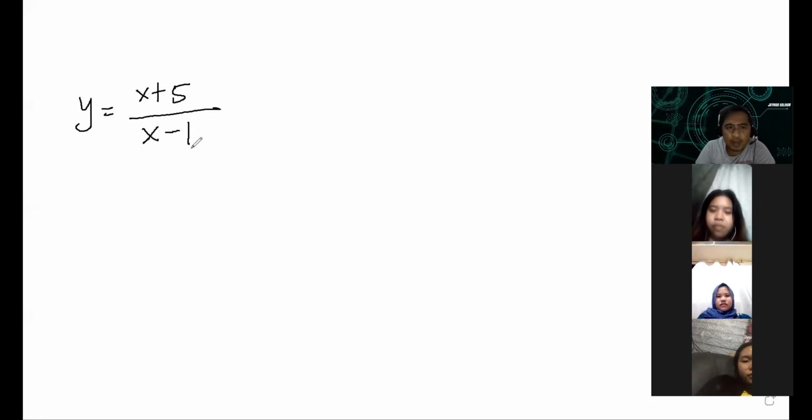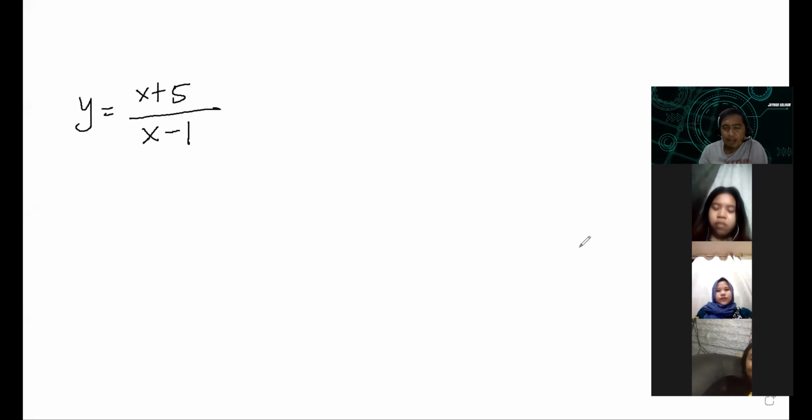Okay, the example given is y is equal to x plus 5 all over x minus 1. By the way, my question is, is it a rational function? Antonia, what do you think? Is it a rational function? Yes, sir. It's a rational function, right? Because it contains two variables x and y, and this is a rational expression.